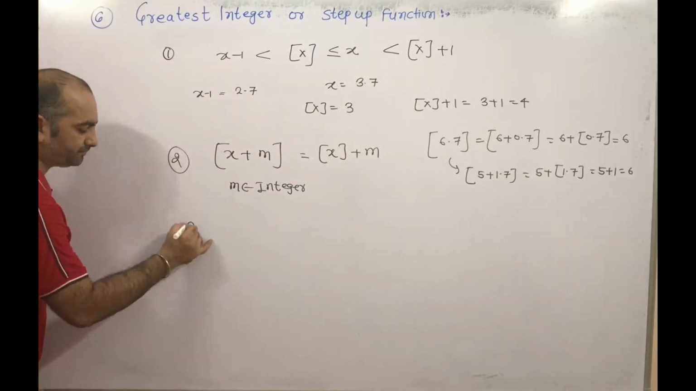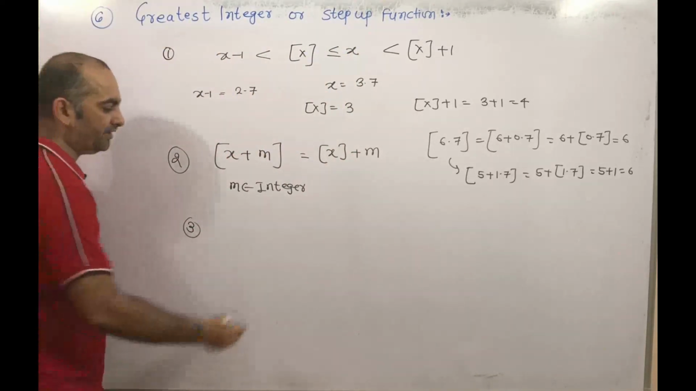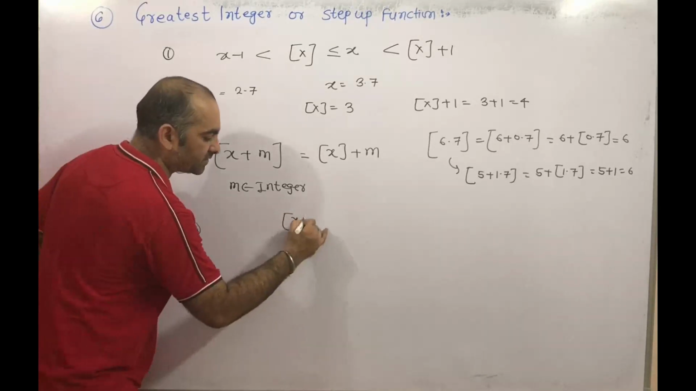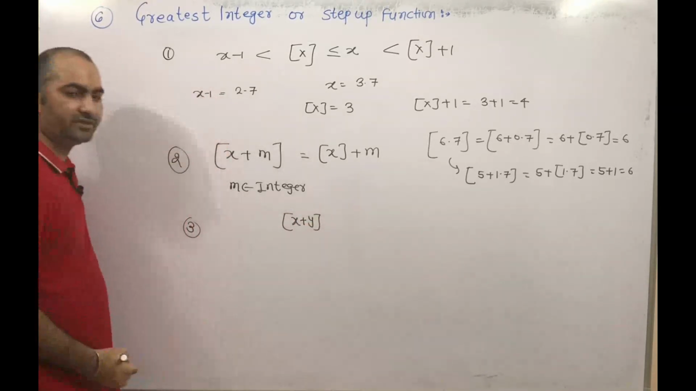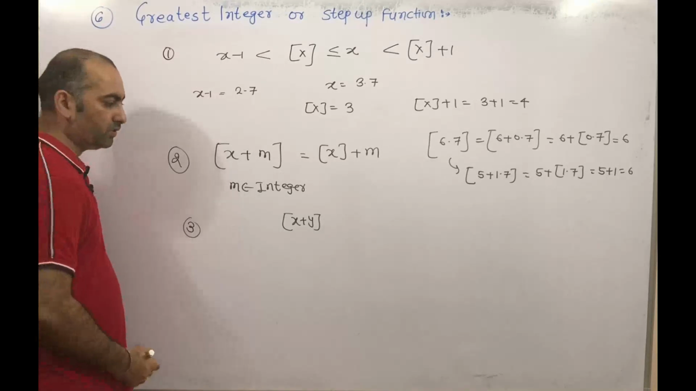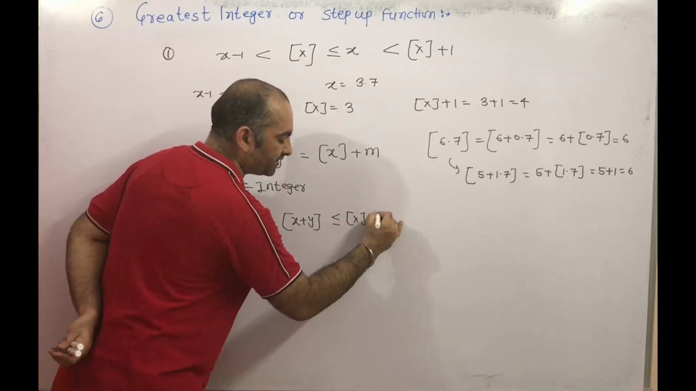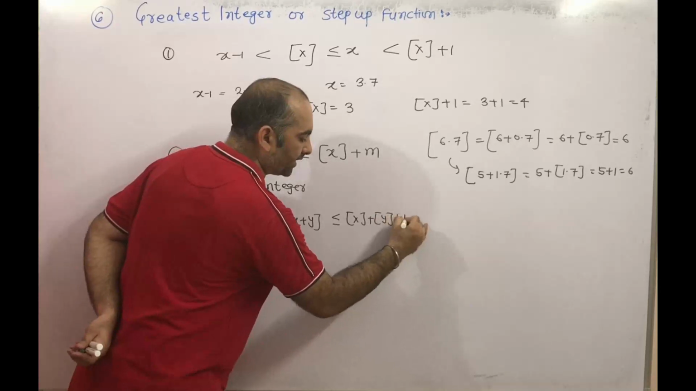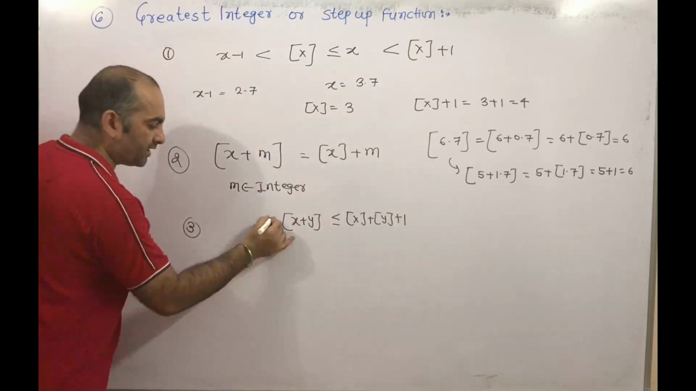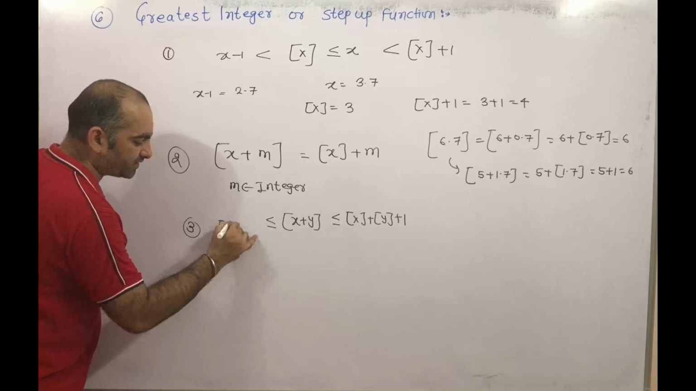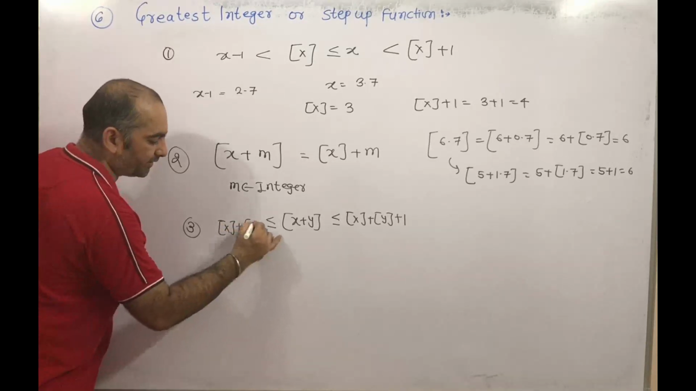Third property. Third property is what? If I have the greatest integer of x plus y, this is always less than or equal to the greatest integer of x plus the greatest integer of y plus 1, and always greater than or equal to the greatest integer of x plus the greatest integer of y.